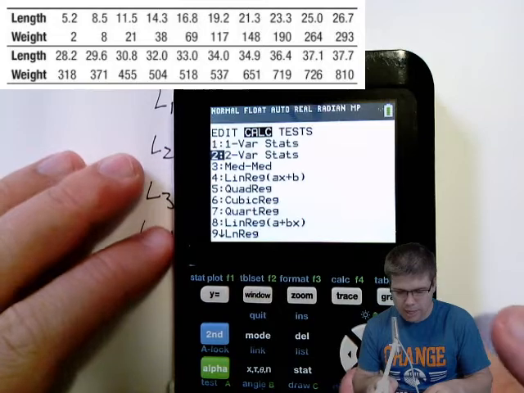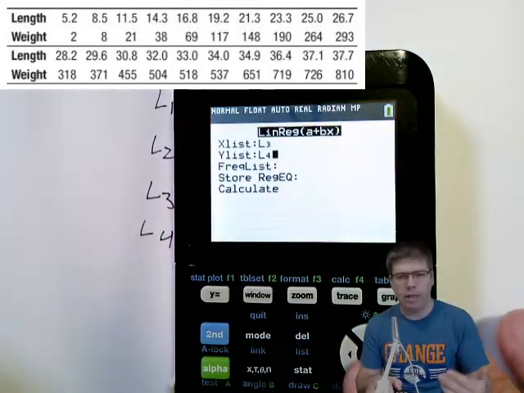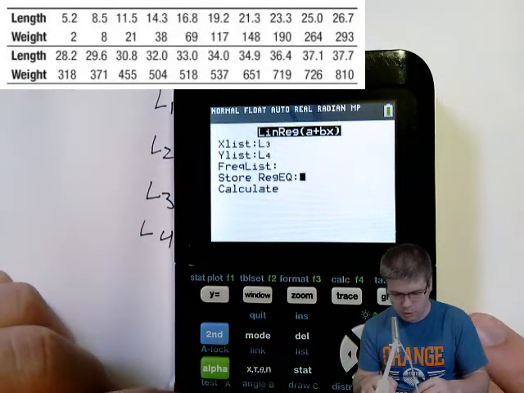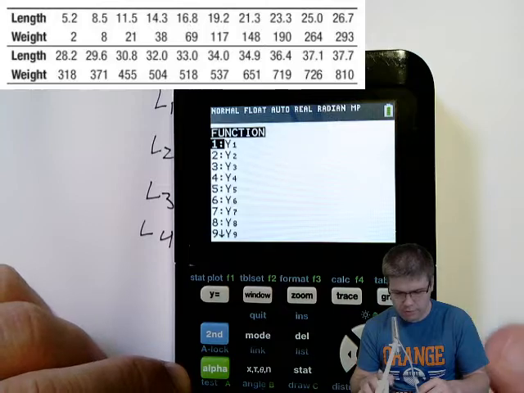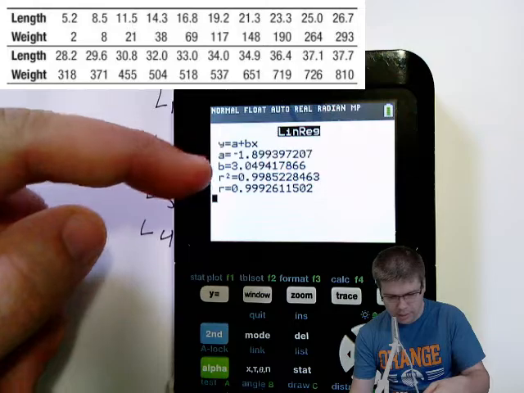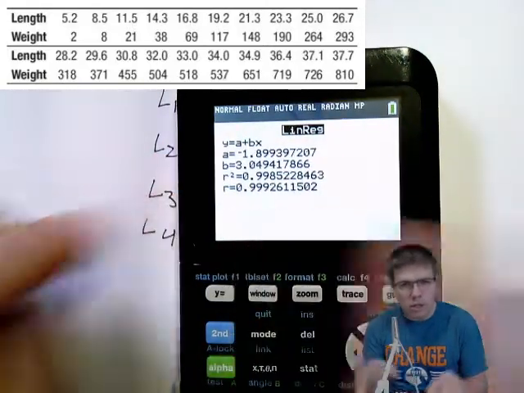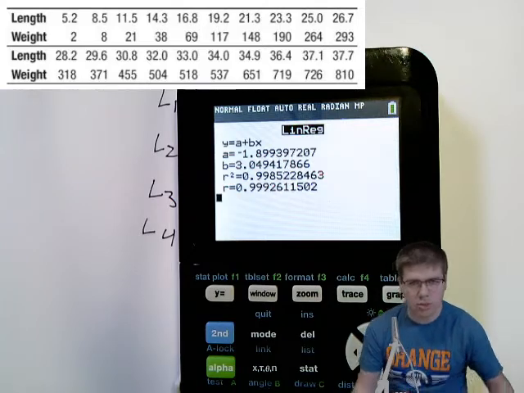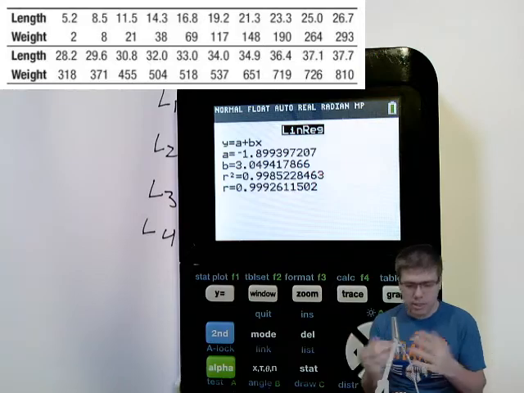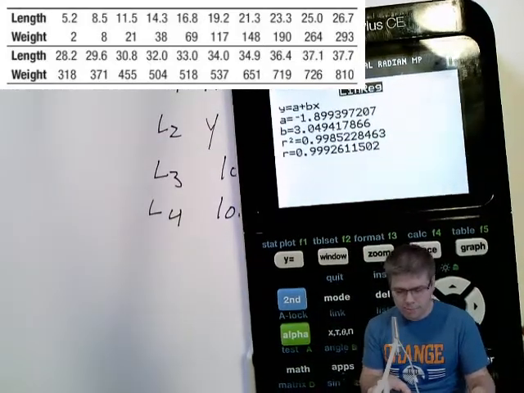Stat calculate linear regression between my L3 and L4, my logarithm of my x's and my logarithm of my y's. I might even go ahead and store that regression equation, variables, y variables, function y1. You could type it in by hand, right? You can type in this a and that b. But we get this prediction equation, and check out that correlation coefficient. Now we got a nice, strong linear relationship between the logarithm of x's and the logarithm of the y's, which means this data didn't have a linear relationship, but we'll ultimately get back to seeing what it was.